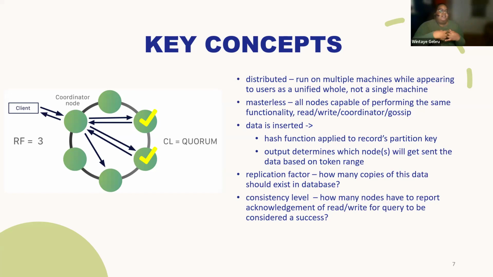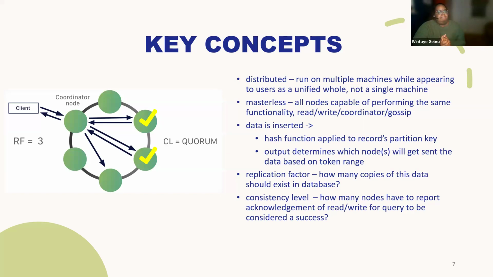When data is inserted into a Cassandra database, it's first hashed, and there's a function that's applied to the partition key on each record. Each record has a partition key, and that's another key concept in NoSQL. After it's done hashing, that partition key tells Cassandra where in the ring it should be sent, where this information will ultimately reside. The output determines which node will get sent the data based on the token range.